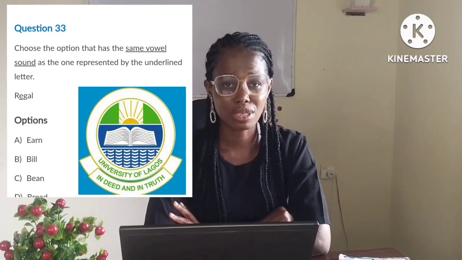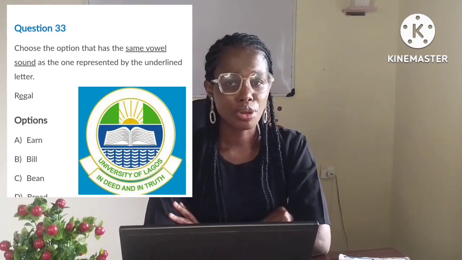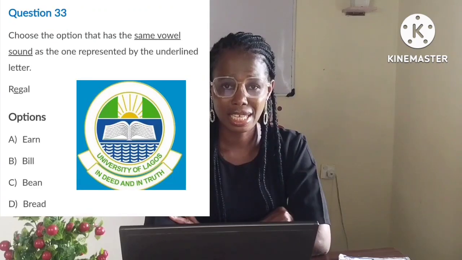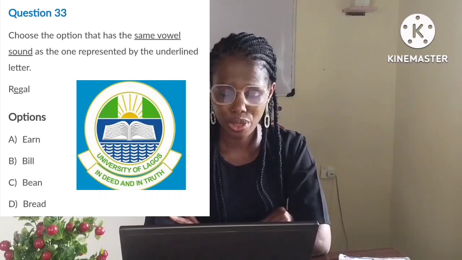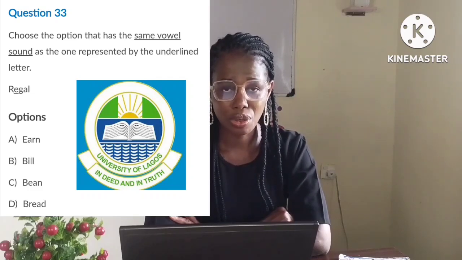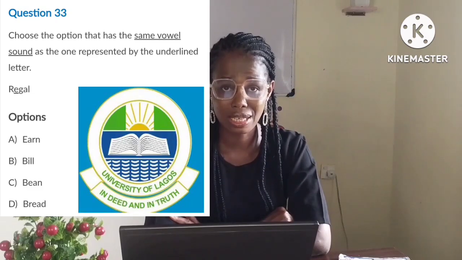Okay, when you have I between two consonants in a monosyllable word, it will not have the letter E at the end. The I between two consonants is pronounced short I, just like the I in bill. So option B is not correct. Option B has the short I sound.